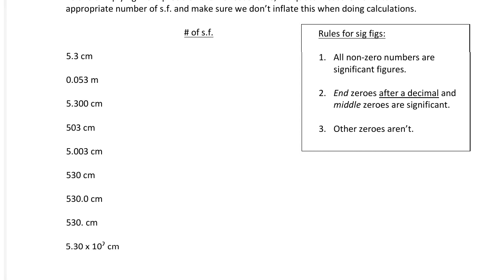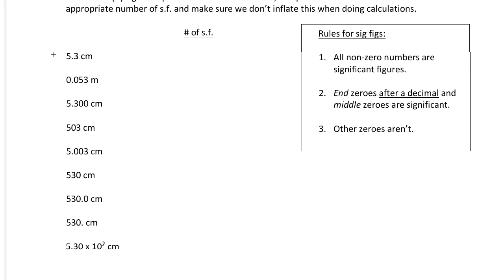First of all, anything that's not a 0 counts as a significant figure. Zeros are more difficult. You have to look and see if there's a decimal in the number. If there's a decimal in the number, then end zeros become significant. If there is no decimal in the number, then end zeros are not significant. Leading zeros are never significant, and middle zeros are always significant. Okay. It gets much easier when we look at some examples.